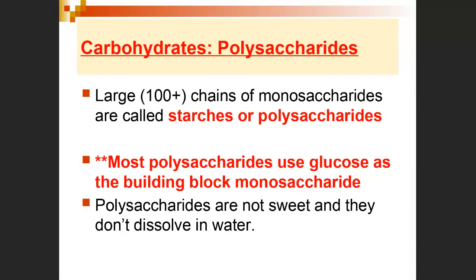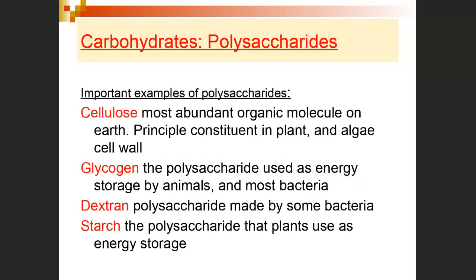Sometimes they're called starches. I don't particularly like to call them starches because a starch is a particular type of polysaccharide. So I just like to call them polysaccharides because that encompasses all of these large chains of 100 or more monosaccharides put together. Most, by far, not to say all, but most of these polysaccharides are going to use glucose as the building block. So all you're going to have is chains and chains of hundreds and hundreds of glucoses put together. The most important polysaccharides: cellulose, glycogen, dextran, starch.